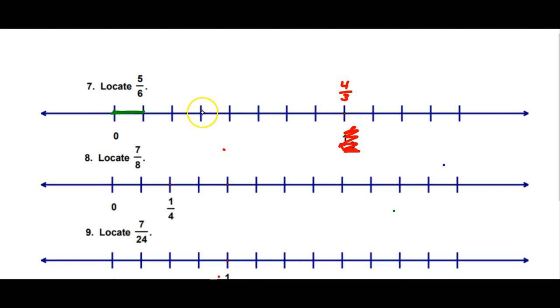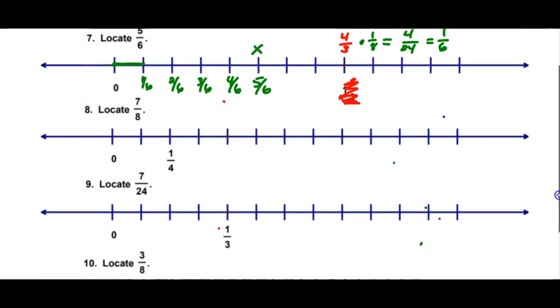We've got 1, 2, 3, 4, 5, 6, 7, 8. So I multiply this by 1/8, and I get that each one is equal to 4 over 24. And 4 over 24 reduces to 1/6. So this is 1/6. This is 2 of them. 3, 4, 5, 6, right there. That's where I'm going to place my x. Okay. These will get harder as we go along, but that's our starting out one right there.